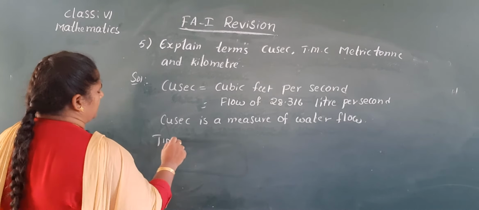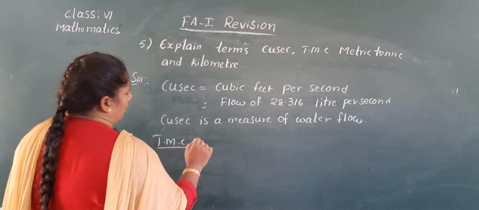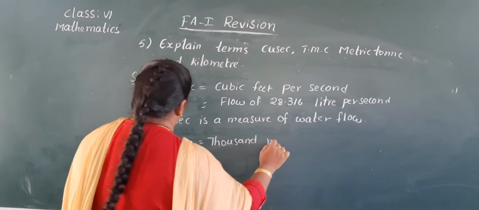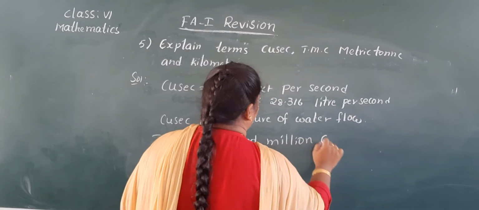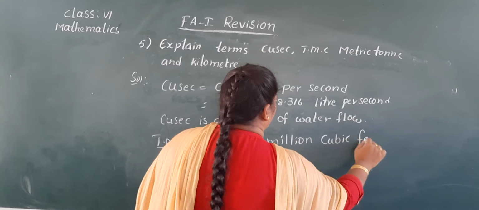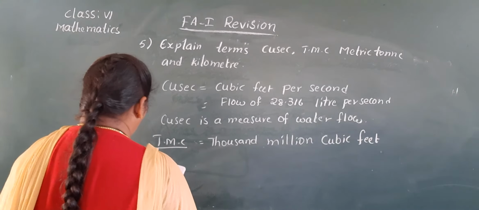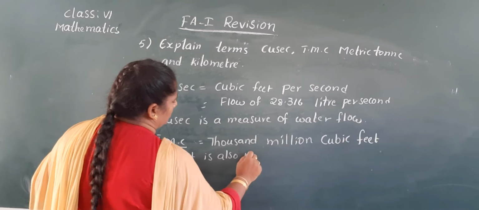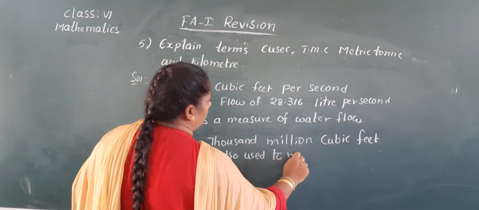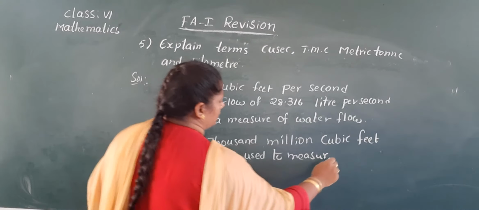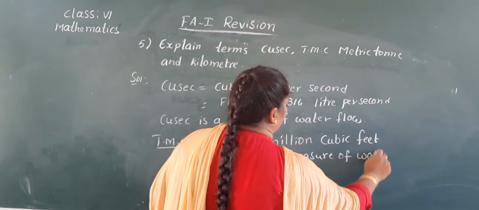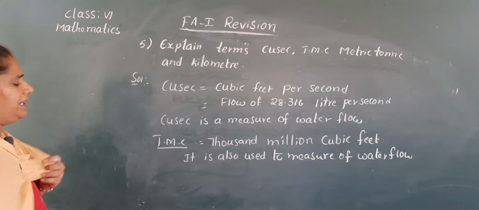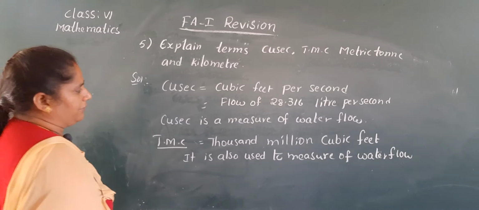Same like that, TMC. Next, TMC means 1000 million cubic feet. Okay? 1000 million cubic feet. It is also used to measure water flow. Okay, Nana? So TMC means 1000 million cubic feet, and it is also used to measure the water flow.